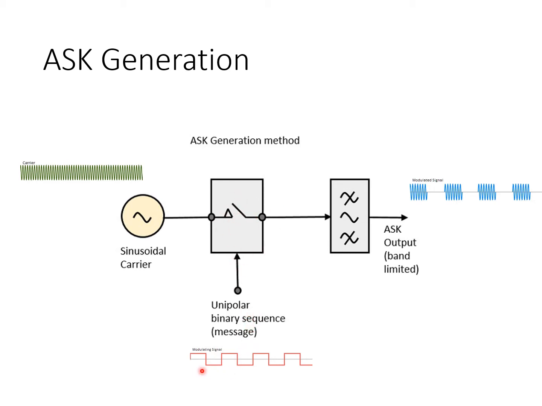So when the input signal is high, you will have an output. When the input signal is low, you will not have any output. So in effect, an ASK signal can be generated. This is the simplest method of generating an ASK.